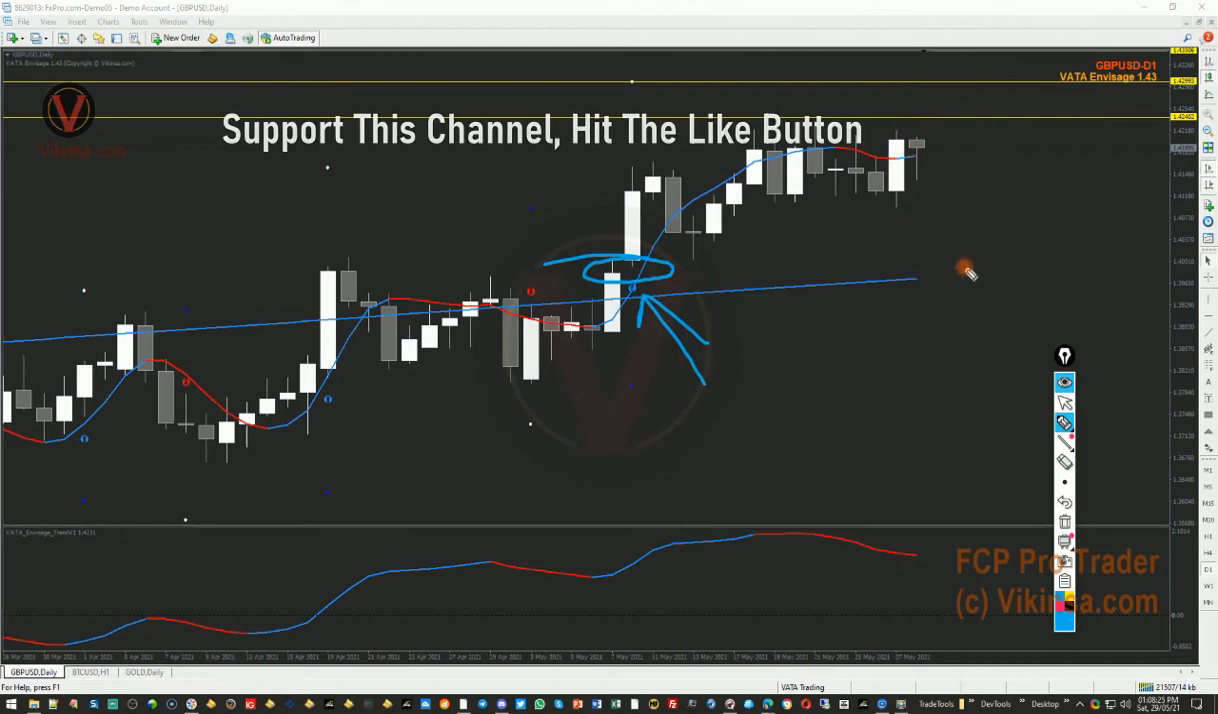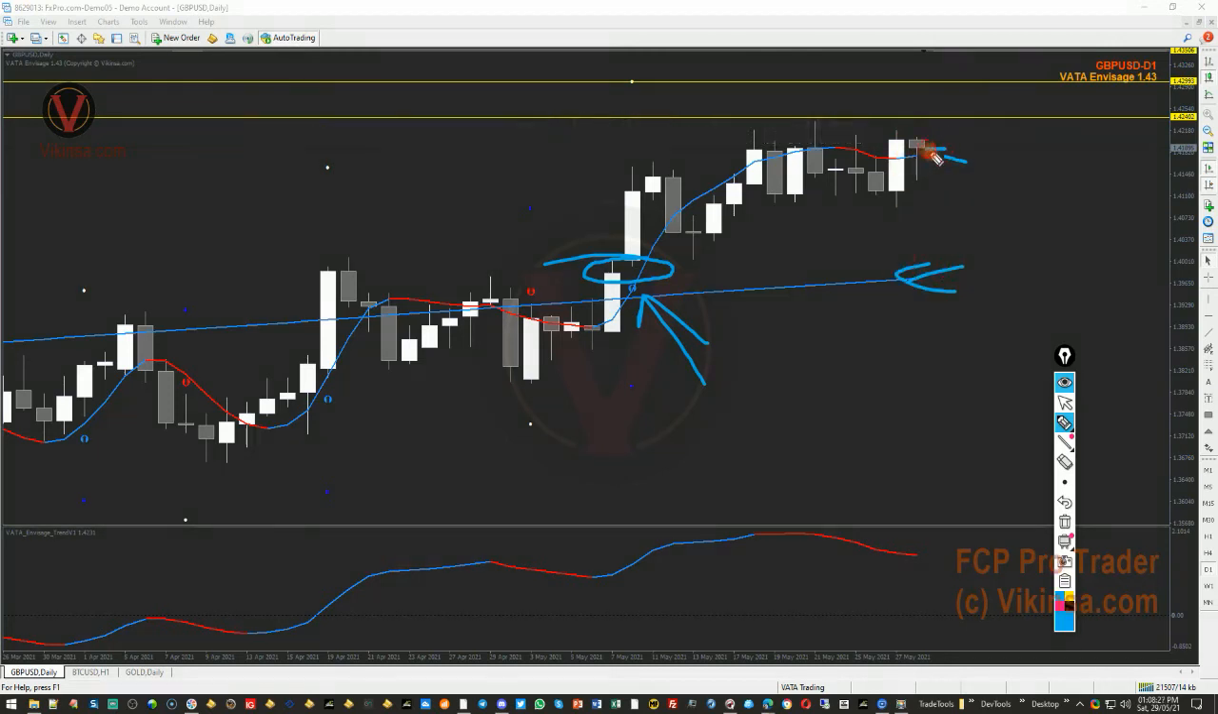So just follow what the market is telling you. So far this is bullish, blue. This is bullish, blue. So far this is bearish. So right now it is consolidating because we have mixed signals. As soon as this turns blue, it is going to start moving upwards. Okay, so that's what we have on GBP/USD.